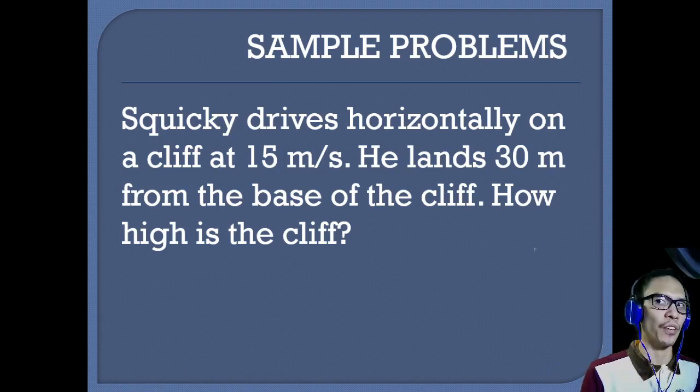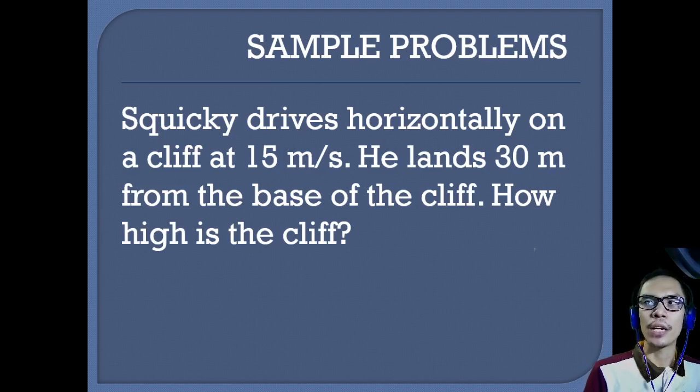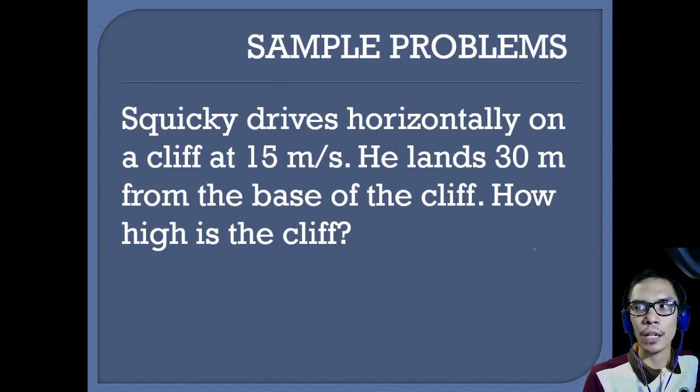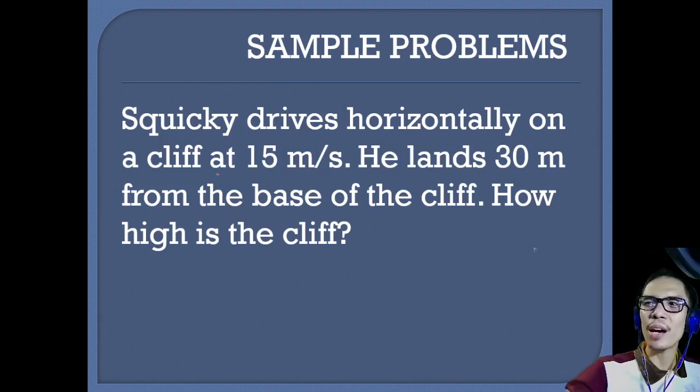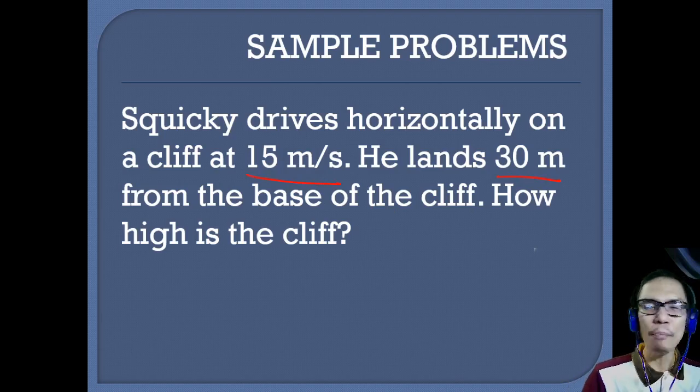On this first sample problem, Squeaky drives horizontally off a cliff at 15 meters per second. He lands 30 meters from the base of the cliff, and how high is the cliff? How high should the cliff be, from the top of the cliff down to the base, before Squeaky the driver lands? What do we have here? We have 15 meters per second, and we have 30 meters from the base.